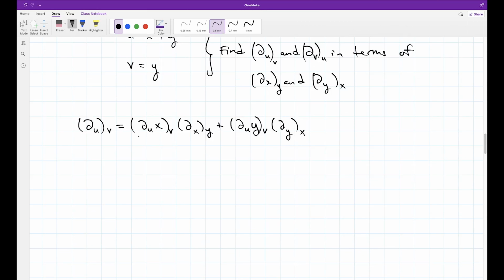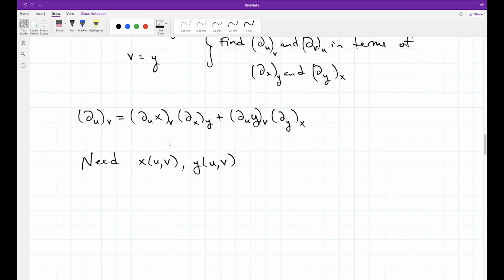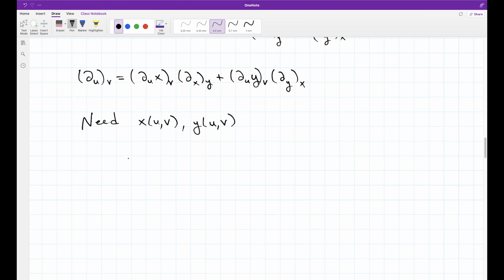Okay, so what we need in order to do this is to actually have the functions x and y in terms of u and v. So we need x of u,v and y of u,v. Okay, so let's invert the relations that we had above. It's not terribly hard to do so. What we get is that x is equal to the square root of u minus v, and y is equal to v. All right, so now we can find this red thing and this blue thing.